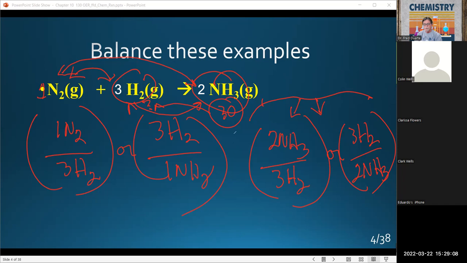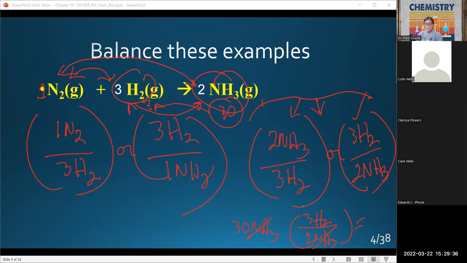Well, look at the question. I have 30 ammonia. How many hydrogens do I need? So the hydrogen is what I'm looking for. So I would use the one on the right. I write down what I'm given, 30 ammonia, and I use the one on the right. And look at my units. My units of ammonia cancel, leaving me with hydrogen units, which is what I'm looking for.